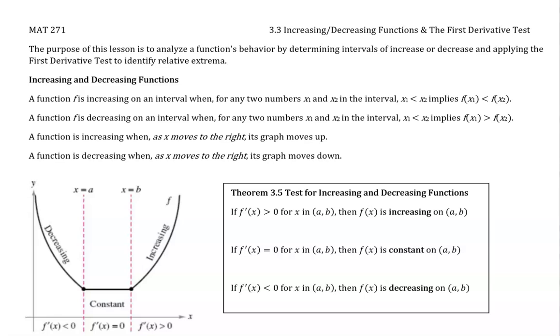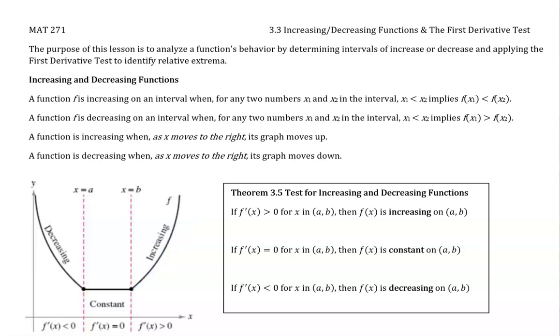What's going to be new for us, how we're going to be able to determine where these happen without looking at the graph even, is by using the derivative. Theorem 3.5 tells us how we can test for increasing and decreasing functions. Wherever the function is increasing, the derivative is positive. And remember, what that means is that the tangent line would have a positive slope.